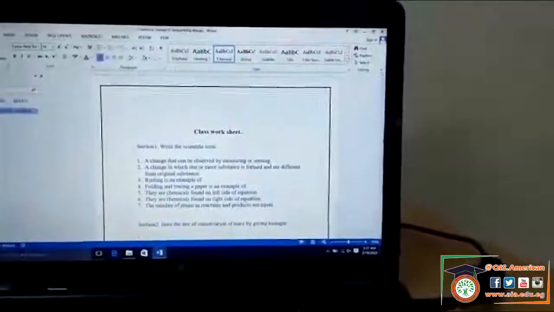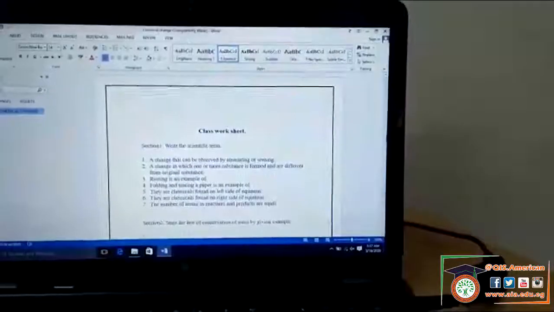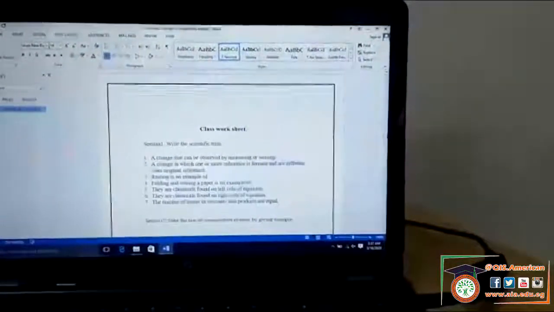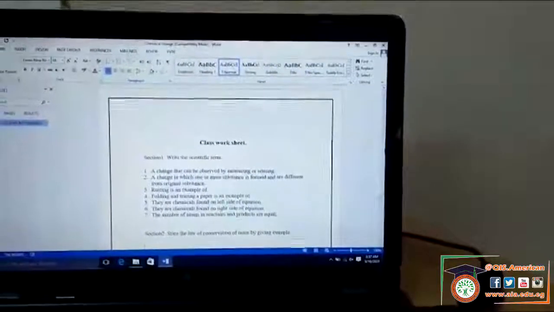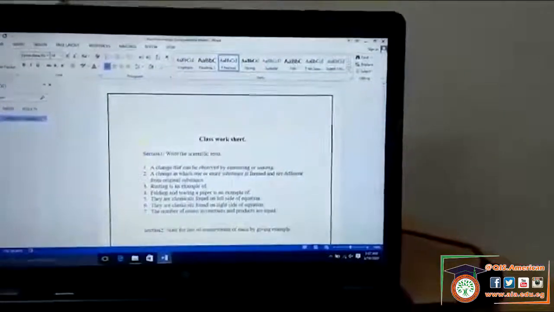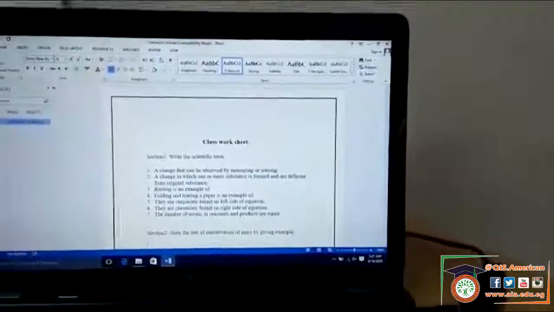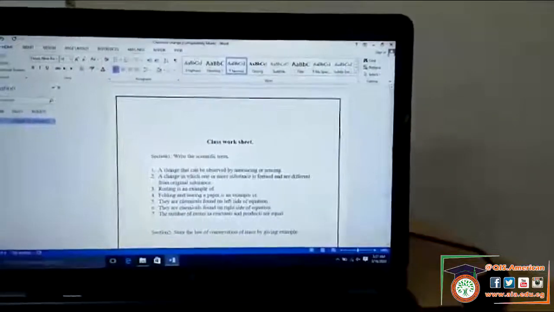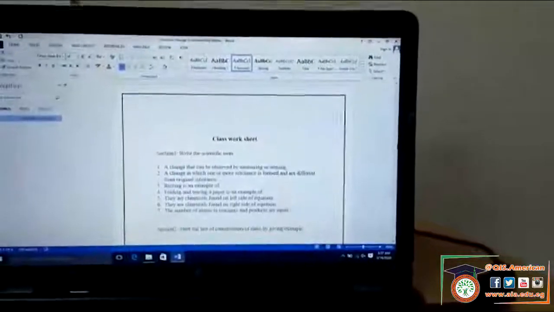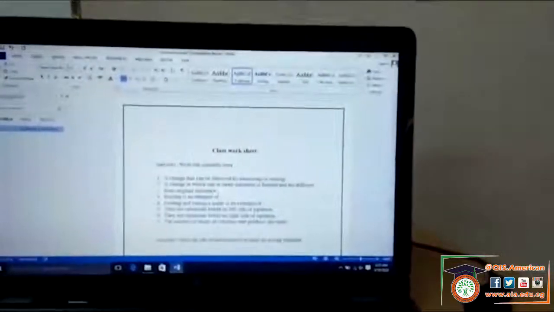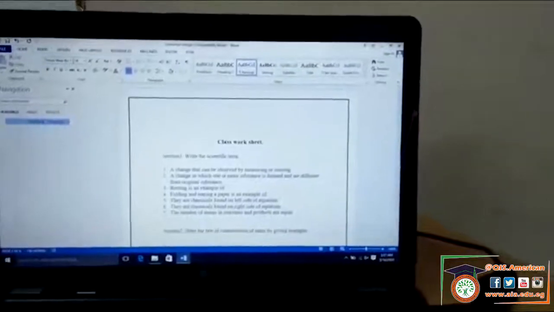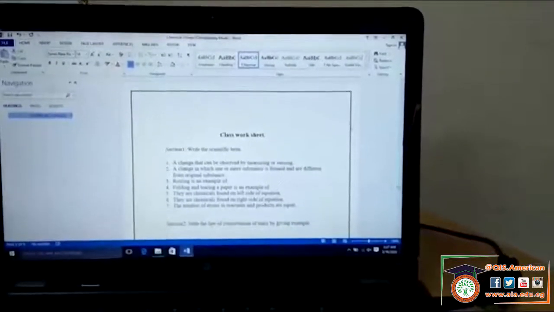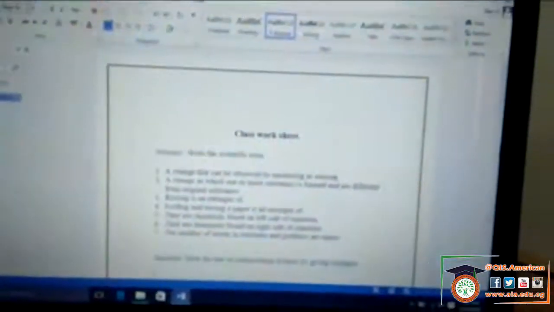Number two, a change in which one or more substance is formed and are different from the original substance. Suppose that we have a paper and we burn it. It changes into ash, water vapor, and carbon dioxide. Can the ash return back to be a paper? No. Can we burn it again? No. So it is a chemical change. So number two, a change in which one or more substance is formed and are different from original substance is a chemical change.